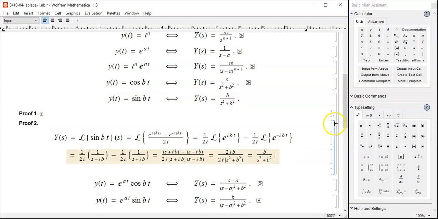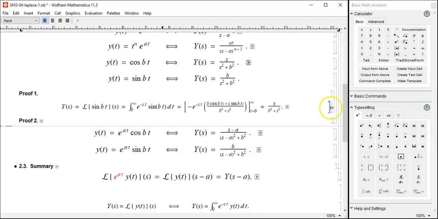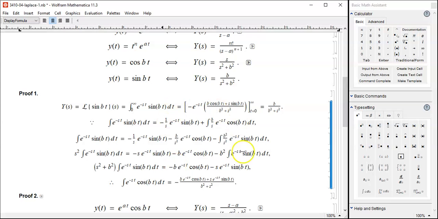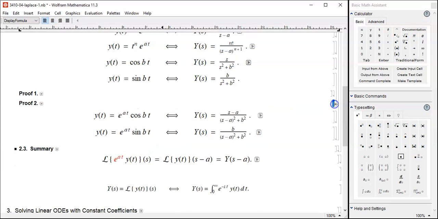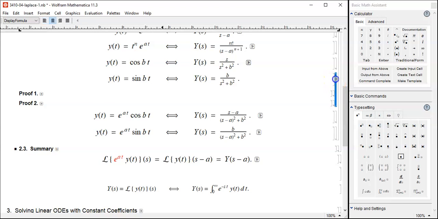We have it. This is the proof I prefer. This one, yes, it works, but come on, look at this. As a matter of fact, I skipped a lot, even here. But this one, I hardly skipped anything, but I only have 2 lines.